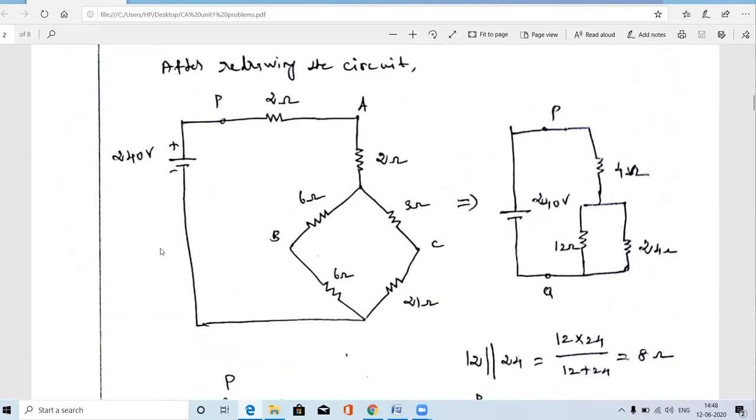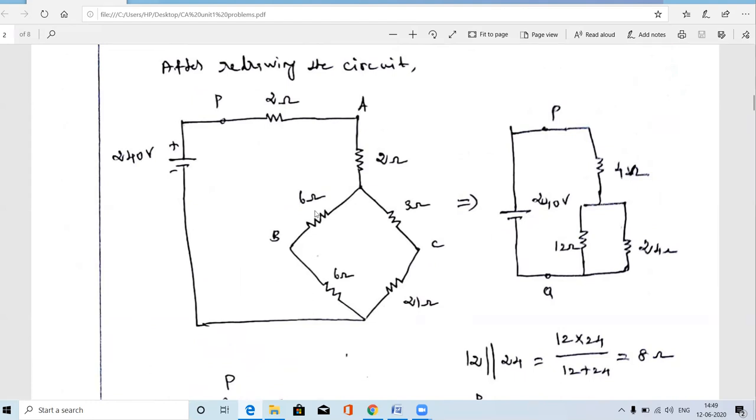Okay, so now you see this circuit. In this circuit, is there any possibility for series combination and parallel combination? Yes, there is. You see this 2 ohm and 2 ohm. These 2 ohm resistors are connected in series. If two resistors are connected in series, we can add the values. So 2 plus 2 is replaced by 4 ohm.